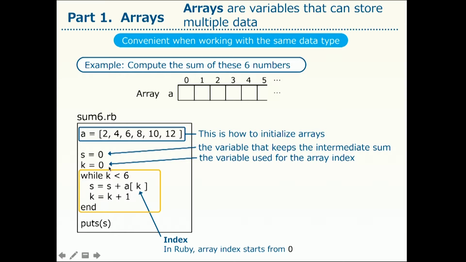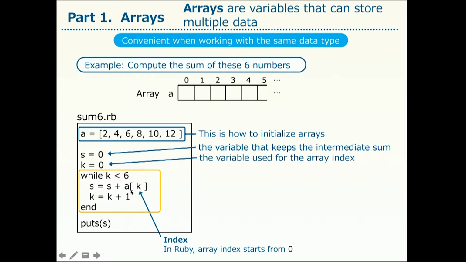Now, the actual computation is done by this while loop. The computation within the while loop is repeated while k is less than 6. Since k is initially 0 and increased by 1 at each repetition, this part is repeated 6 times. What we do at each repeat is addition, like written here.